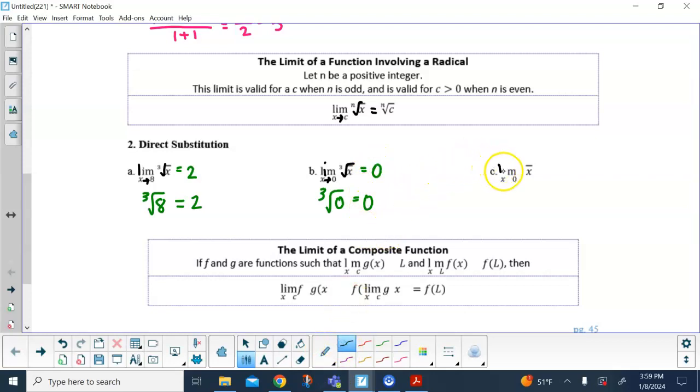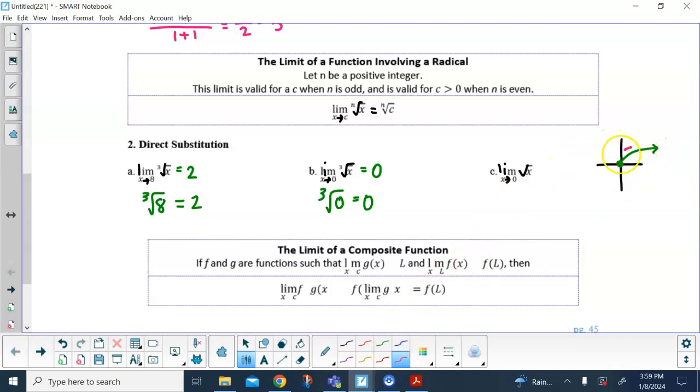And last but not least, the limit as x approaches 0 of the square root of x. Now this one's a little tricky, okay? So in this one, you've got to remember the definition of a limit, okay? The definition of a limit is that it converges to the same value, okay? Well, if we look at the square root graphically, the square root graph starts at 0, and then it goes through (1, 1), and then through (4, 2), and (9, 3), okay?